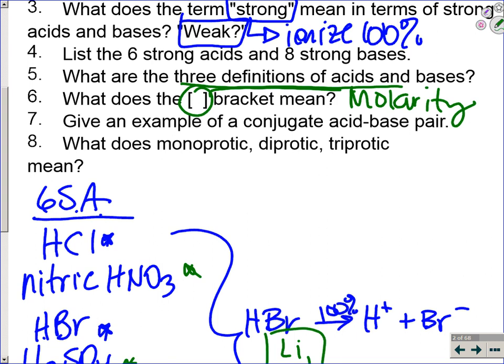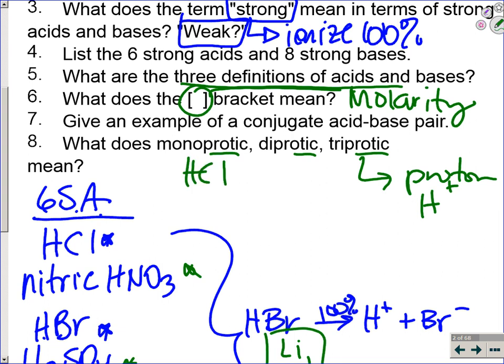And then let's jump down here. Monoprotic, diprotic, triprotic. Everybody, what do you think protic stands for? What does it sound like? Proton. Remember, proton is another name for what? Hydrogen ion, right. So what do you think mono, di, and tri refer to? 1, 2, 3. Give me an example of a monoprotic acid, an acid with 1 H in it. Hydrochloric acid. Give me an example of a diprotic acid. Sulfuric acid. And give me an example of a triprotic acid.